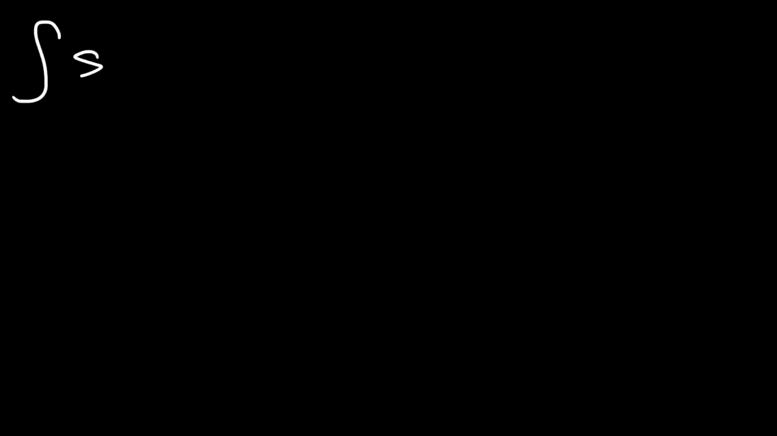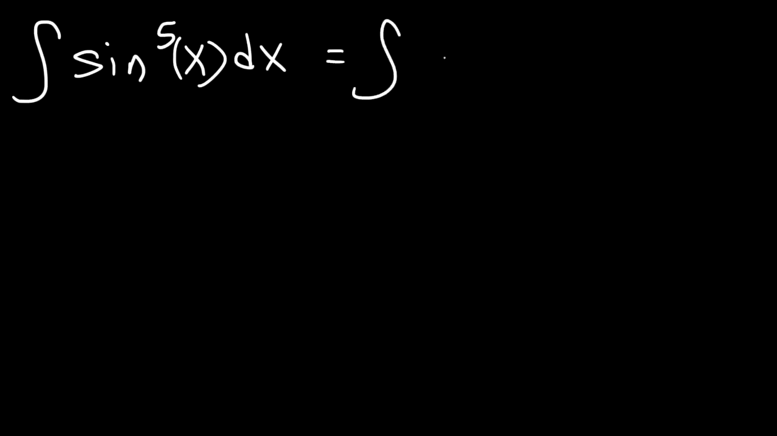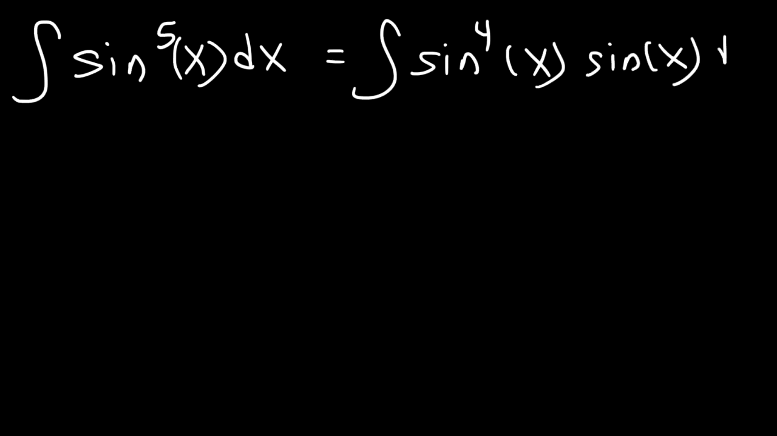In this video, we're going to talk about how to integrate sine to the fifth power of x dx. So the first thing that we need to do is split sine to the fifth power into two different parts. And that is sine to the fourth times sine. And there's an invisible 1 here, so 4 plus 1 is 5. Now the reason why we need to do this is because we need to use u-substitution.